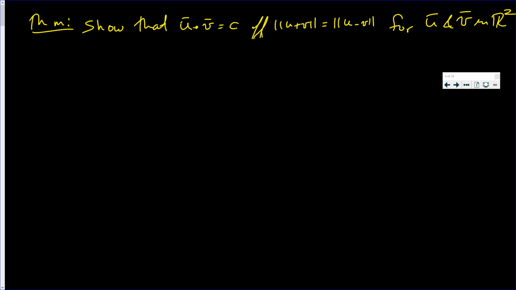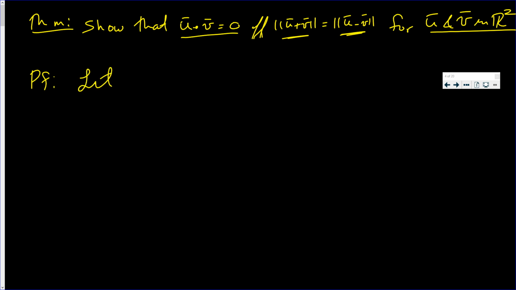In this video, we're going to prove that if u and v are in R2, u dot v is equal to 0 if and only if those two lengths are equal: the length of u plus v and the length of u minus v. Okay, so let us prove this.